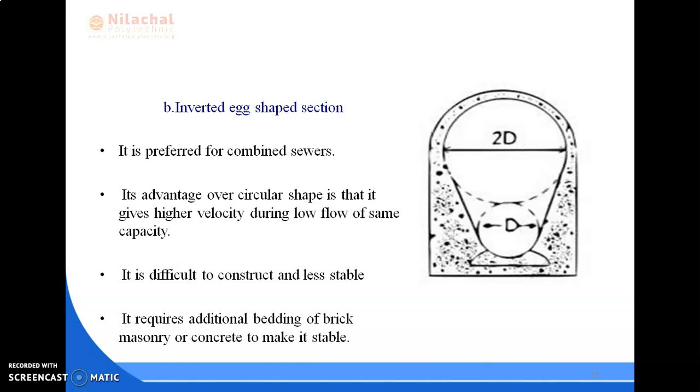Its advantage over circular shape is that it gives higher velocity during low flow of the same capacity. It is difficult to construct and less stable. It requires additional bedding of brick, masonry or concrete to make it stable. So its main advantage is that it disposes the sewage at a higher velocity than the sewage flow in a circular sewer.